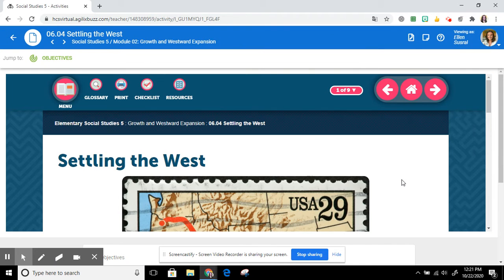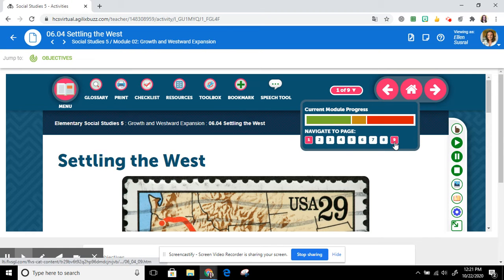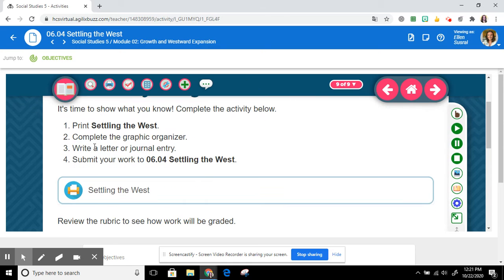And for this lesson, you have 9 pages. You're going to want to make sure that you go through each of the pages of this lesson. You're going to learn about the different push and pull factors of reasons that colonists migrated to the West and settled in the West. Your activity or your assignment for this lesson is on the 9th page under What is my assignment? It gives you directions.